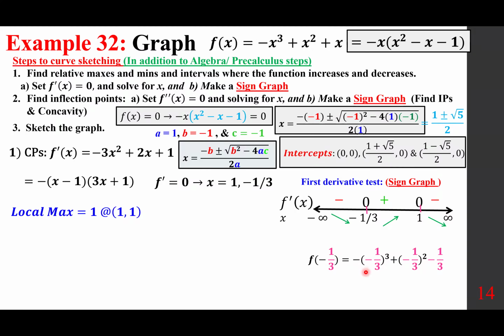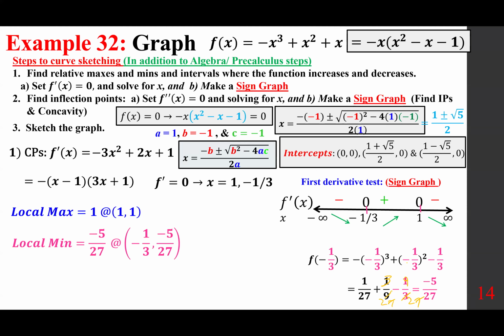So minus negative 1/3 cubed. That means negative 1/27 times negative is positive 1/27. This is positive 1/9 minus 1/3. And obviously 27 is the common denominator. So 1 plus 3 minus 9 is minus 5. So the local minimum is minus 5/27 at x equals negative 1/3, the point negative 1/3, negative 5/27.